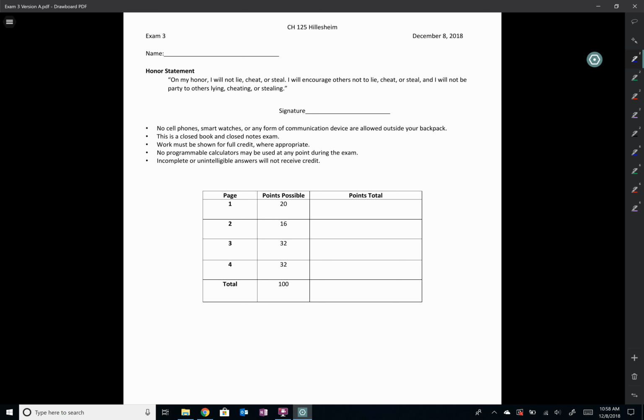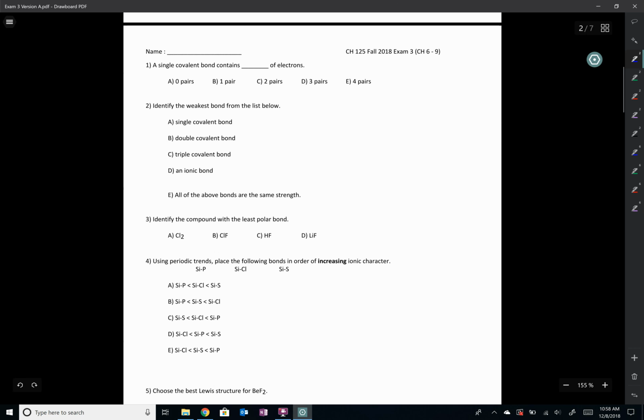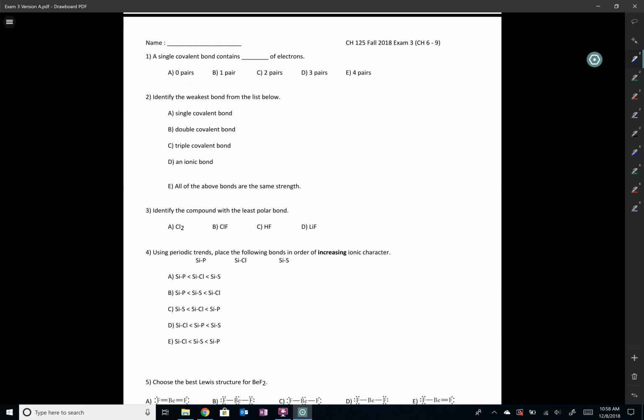Today we're going to go over exam 3 from General Chemistry 1 for fall of 2018. This is covering chapters 6 through 9, although we didn't cover all of chapter 9 in this case. So the first two pages are the multiple choice. I'm going to try and go through these and explain how we get to each answer in as efficient a manner as I can. Okay, question 1.